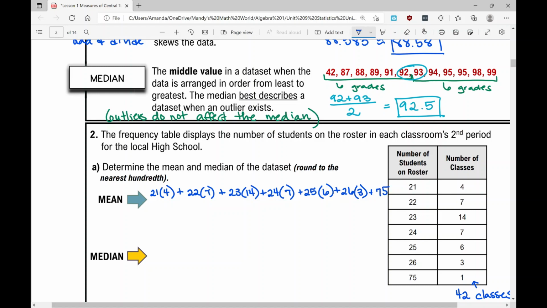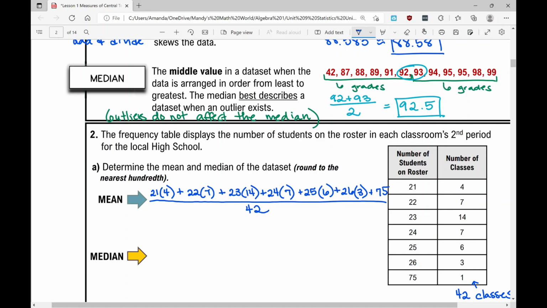So plus 75. So when I do this type of math, and I did 21 times 4 instead of 21 plus 21 plus 21 plus 21 plus 22 plus 22 plus, I'm doing this. What am I finding? I'm finding the total number of students in the school, really, right? For second period. And I'm going to divide that by the total number of classes, which is 42. That's going to give me the mean.